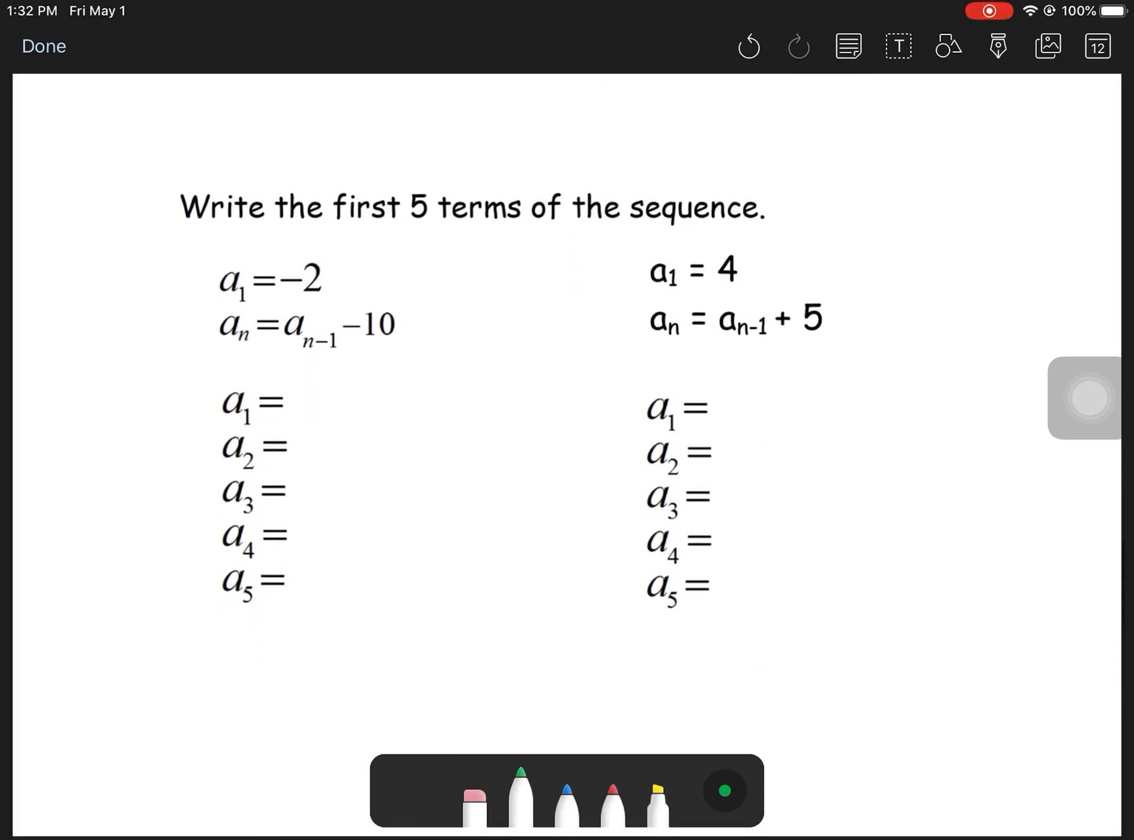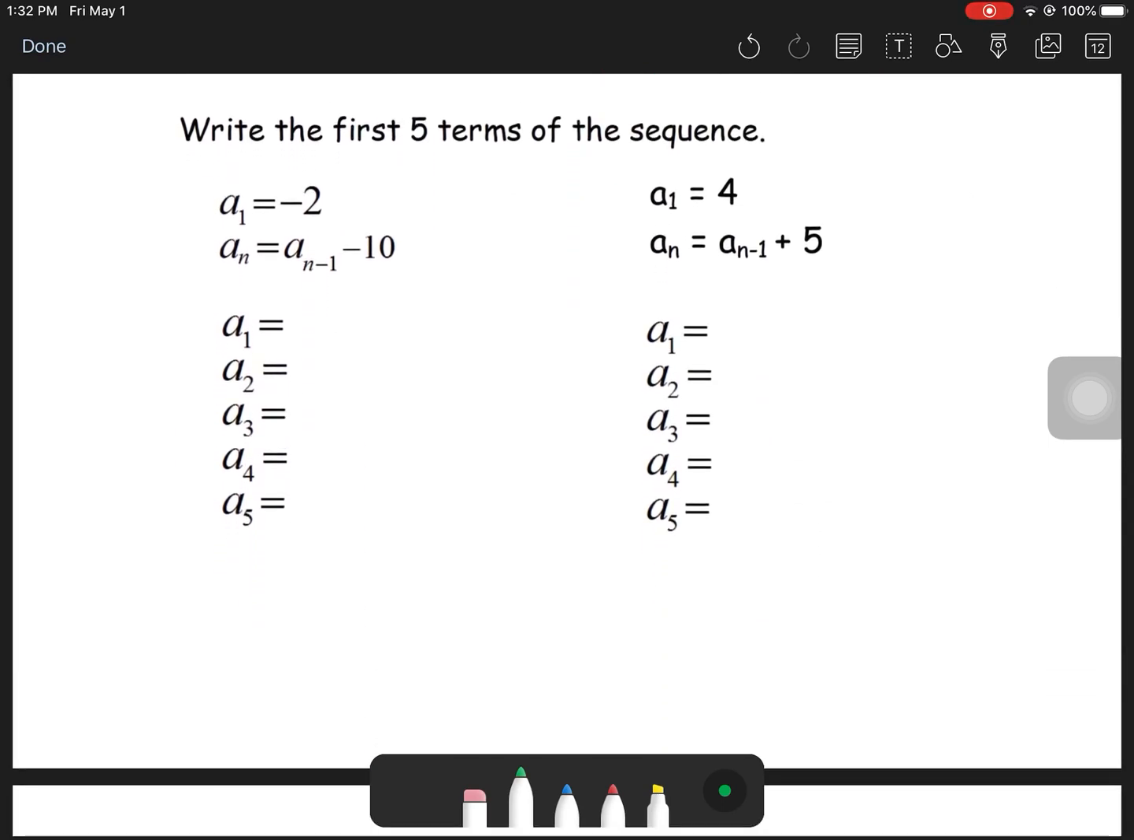So in this one, again, this is arithmetic sequence. We're just asked to find the next terms. So my first term is negative 2. To find the next term, I'm just going to subtract 10. And then I'm going to subtract 10, and again subtract 10, and again subtract 10.